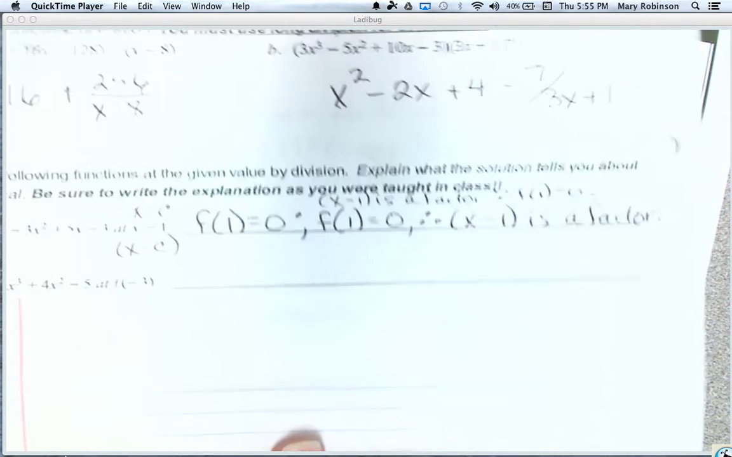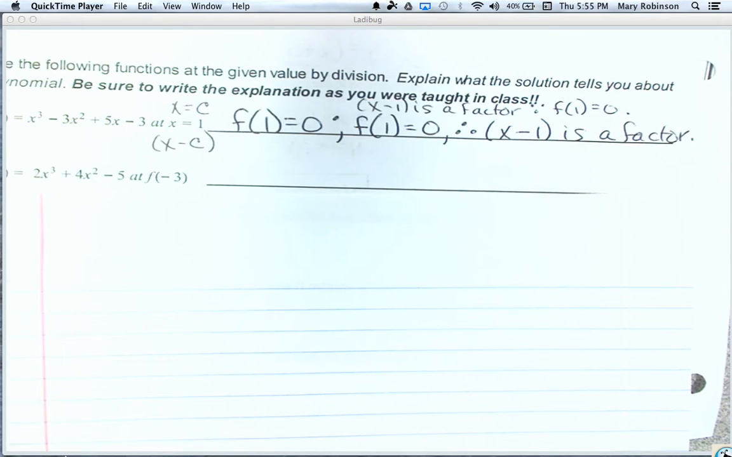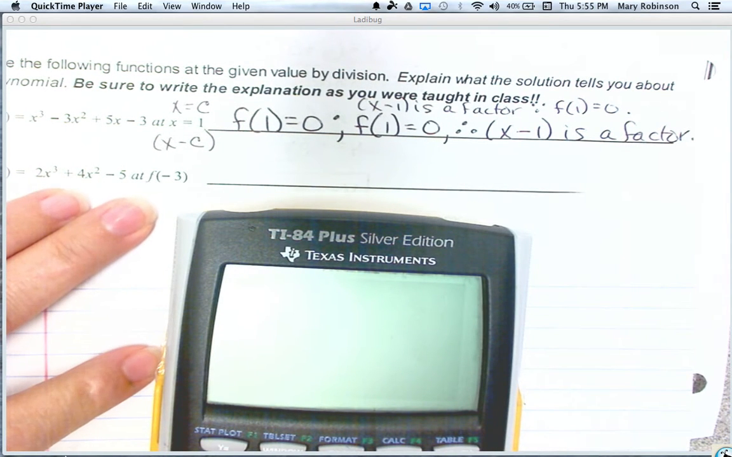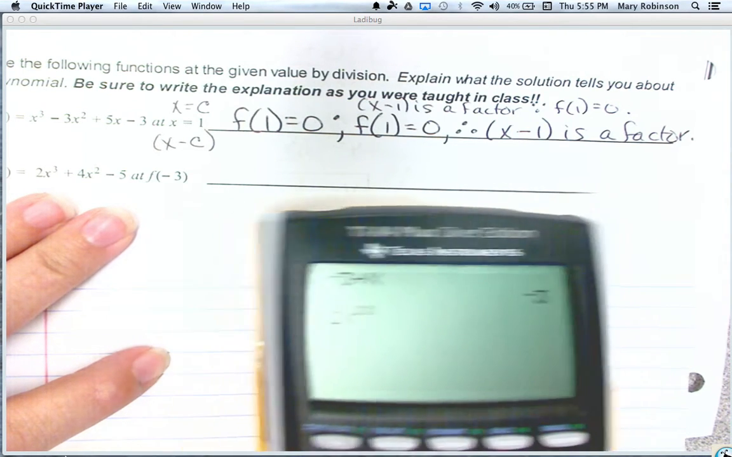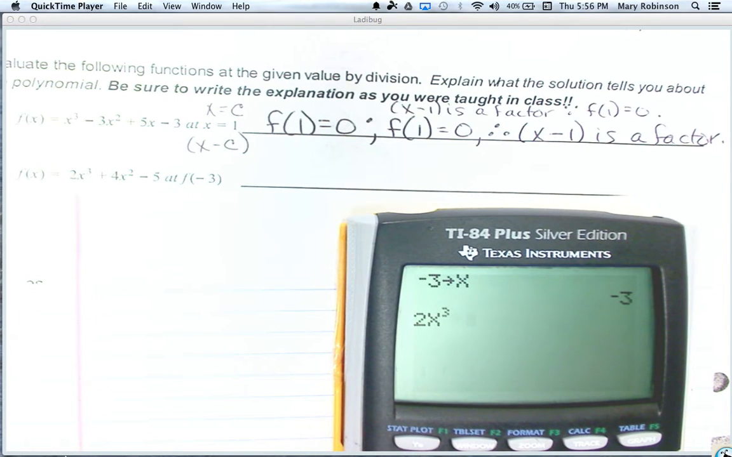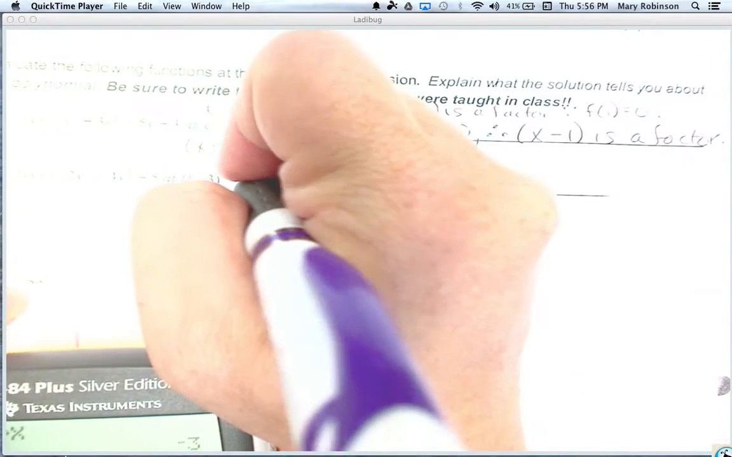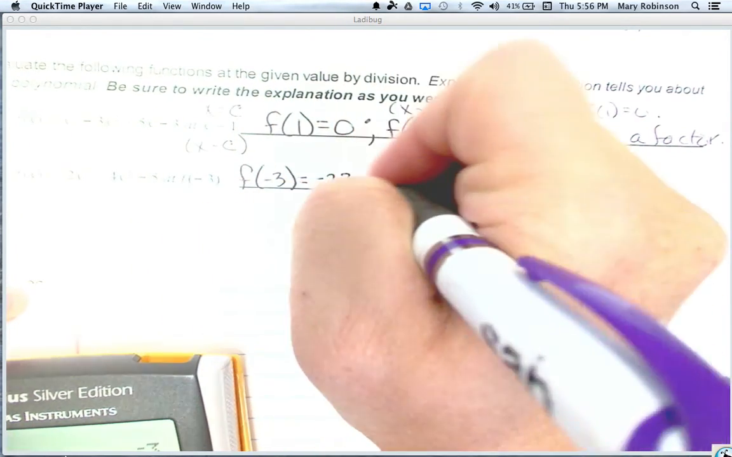Next, here I tell you to evaluate it at f of negative 3, so negative 3, store as x, enter, 2x to the third plus 4x squared minus 5, hit enter, and we get negative 23 this time. So write f of negative 3 equals negative 23.